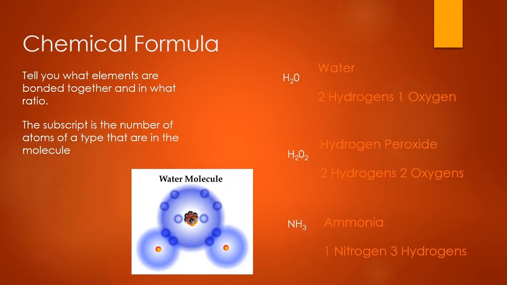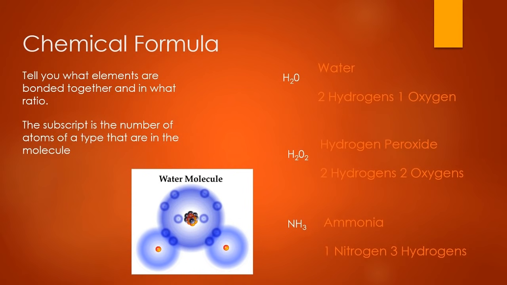So ultimately, what we have to look at now is what are called chemical formulas. A chemical formula, I've got a few examples here: water, hydrogen peroxide, ammonia. They tell you what elements are bonded together and what the ratio is. Here I've got H2O. The water has 2 hydrogens and 1 oxygen.